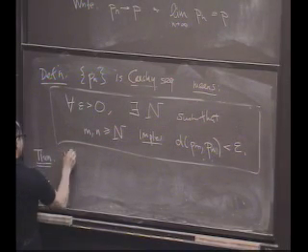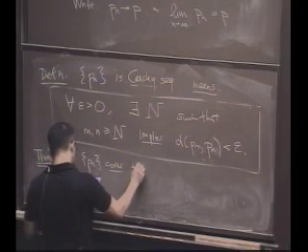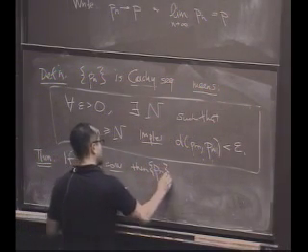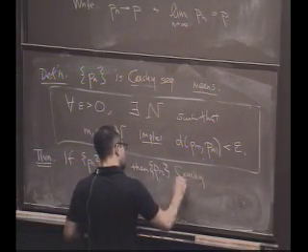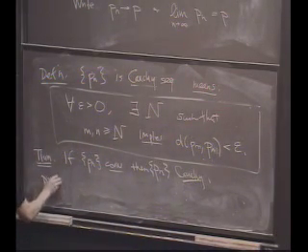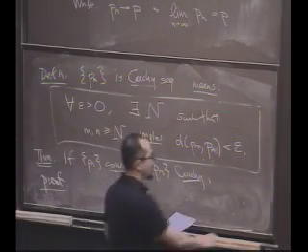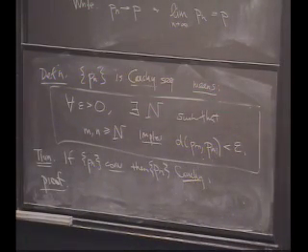Good. If it converges, it's Cauchy. So let's prove that. If Pn converges, then Pn is Cauchy. Proof. We can do this. All we have to do is try to show that points get close to each other. And you know they get close to P. So how are you going to show that they get close to each other?